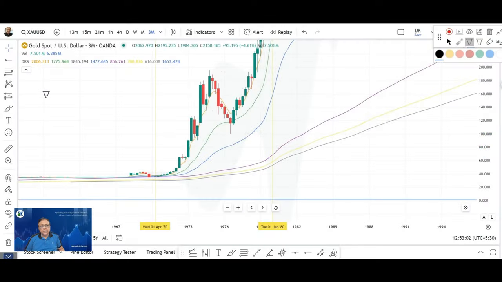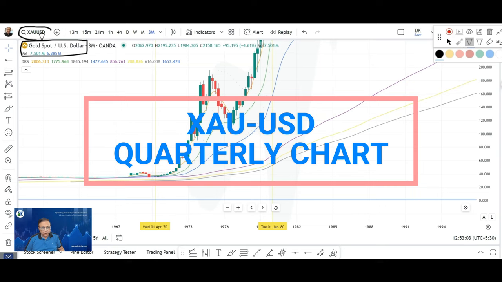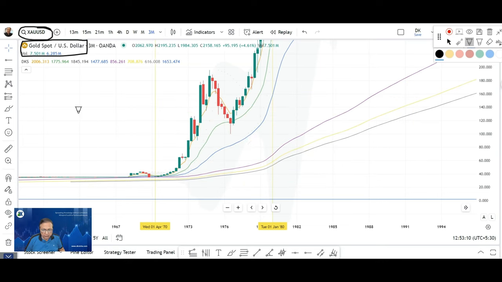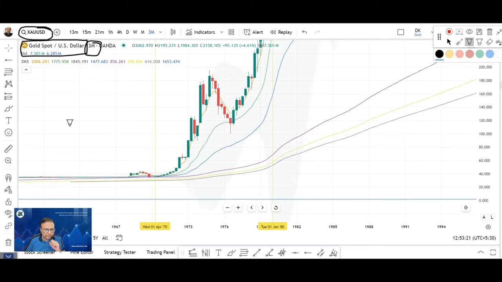This is the price chart of gold spot against US dollar. That is XAU-USD price chart. We are looking at the quarterly chart. That is a 3-monthly chart. Why are we looking at the quarterly chart? To understand the historical price action.